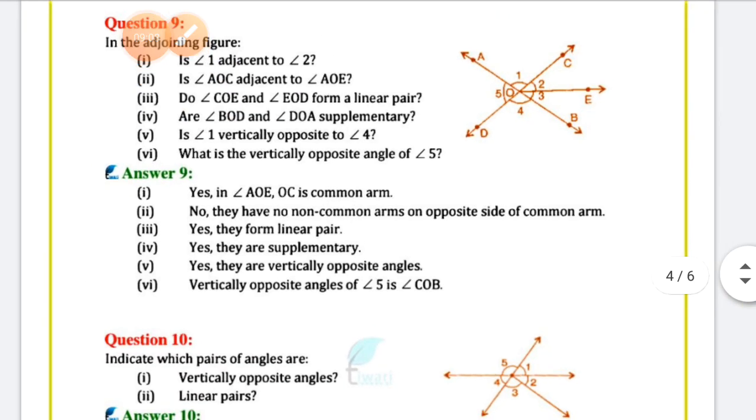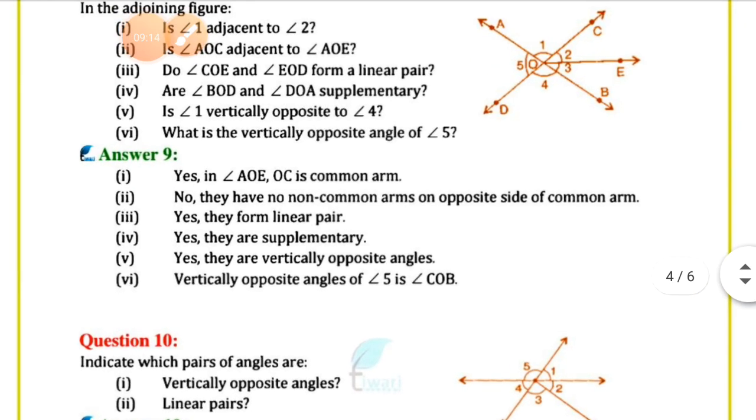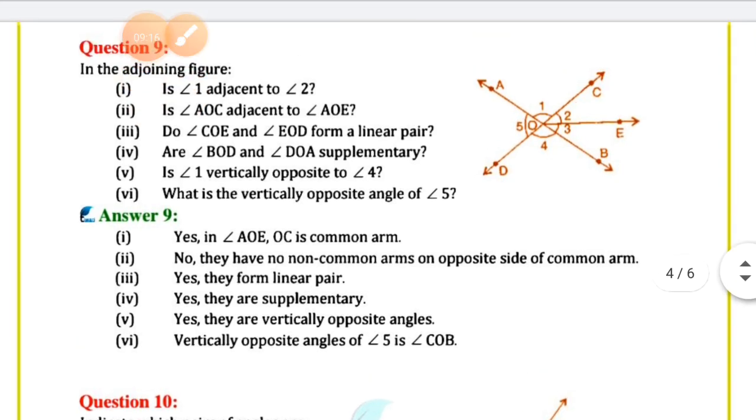So today we are going to finish this lecture here. From question number 10, we will see in the next video lecture.